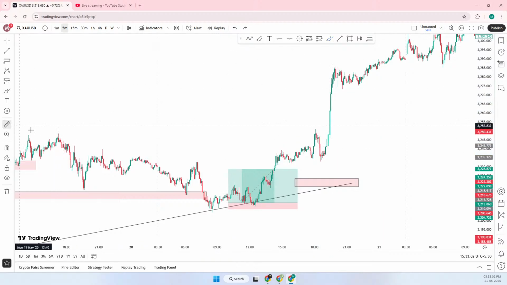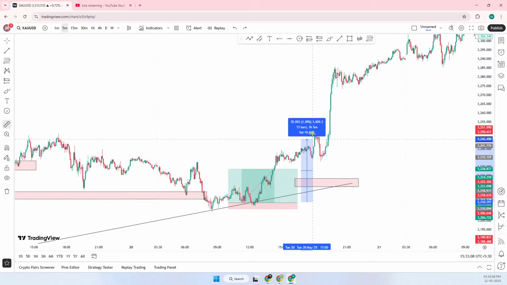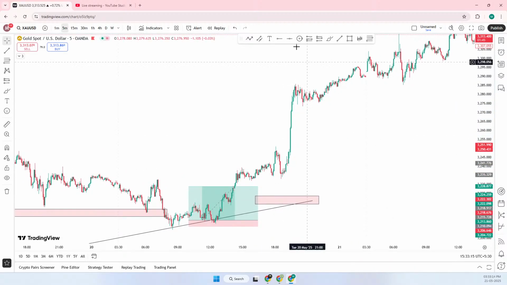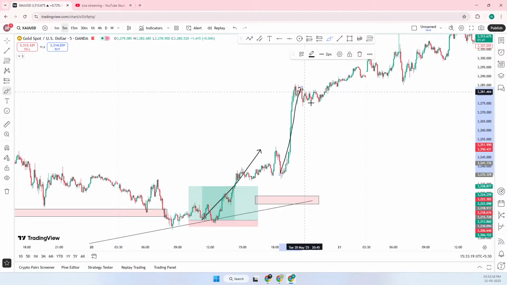I have not measured it actually because it happened somewhere in the evening and I was not available at that time, right? So if you notice, it's around 40 points. Yeah, probably 40 points, right? So this was the first movement and this was the second movement, right? After that, we again wait for retracement or we wait for consolidation.